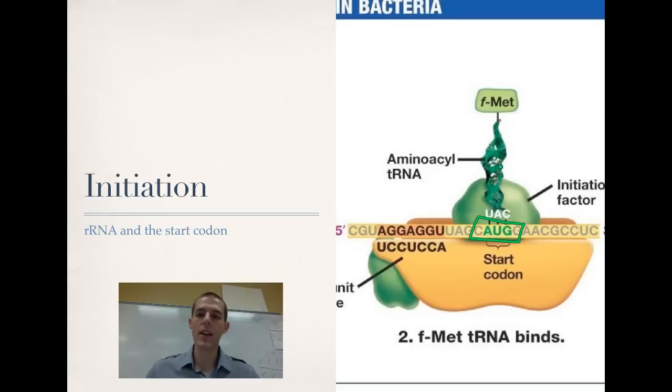And AUG tells the tRNA that carries methionine, which is an amino acid, to come over. So this tRNA has an anticodon of UAC. They match up. This is the first amino acid in every protein right there, methionine. So the ribosome binds onto the start codon. That's where we're going to begin the process.